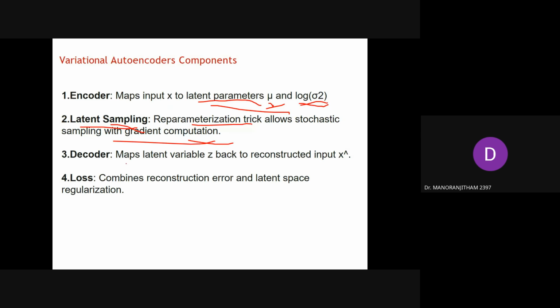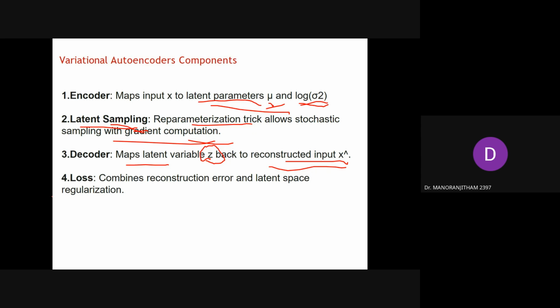The decoder maps the latent variable, which is called Z. So mu, log sigma square, and the latent sampling are all Z. It maps back to reconstruct the input X. X is the input, so the decoder will reconstruct X. Input images or input data will be reconstructed using this encoder and decoder.